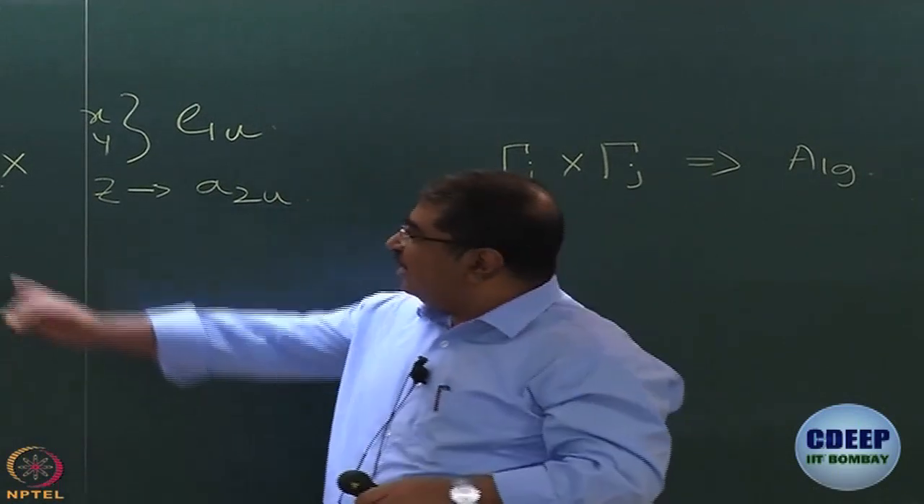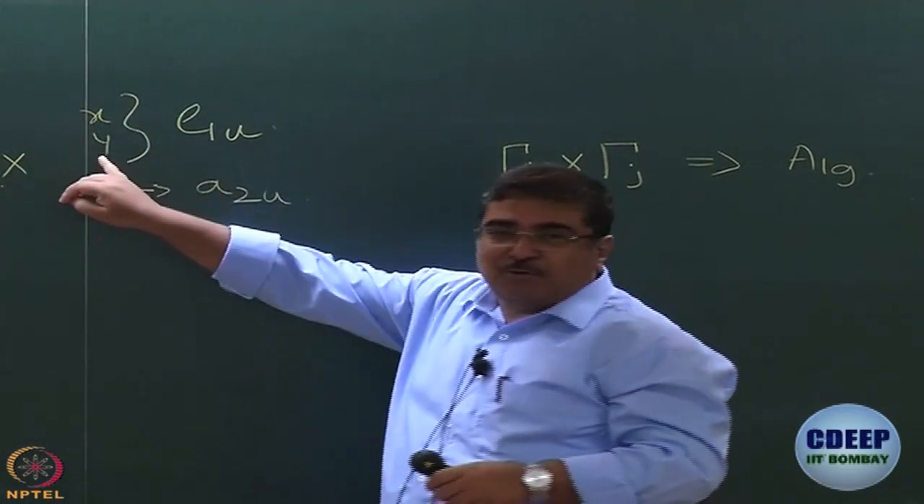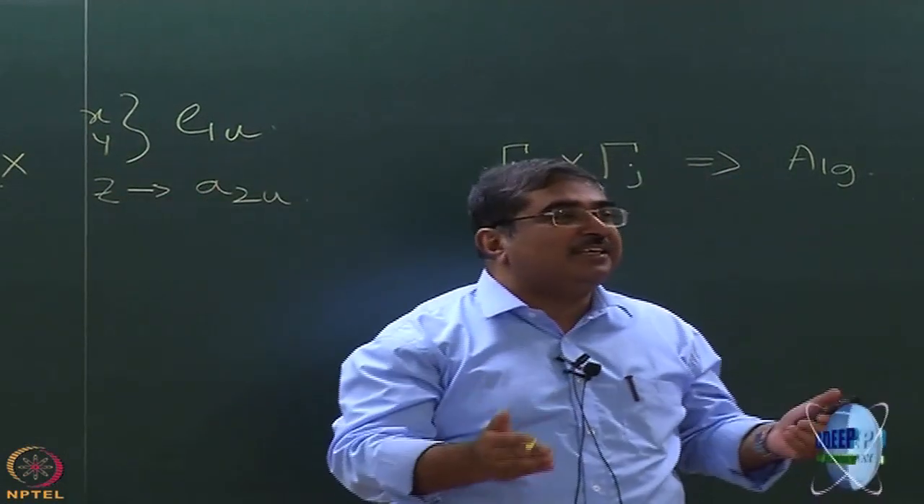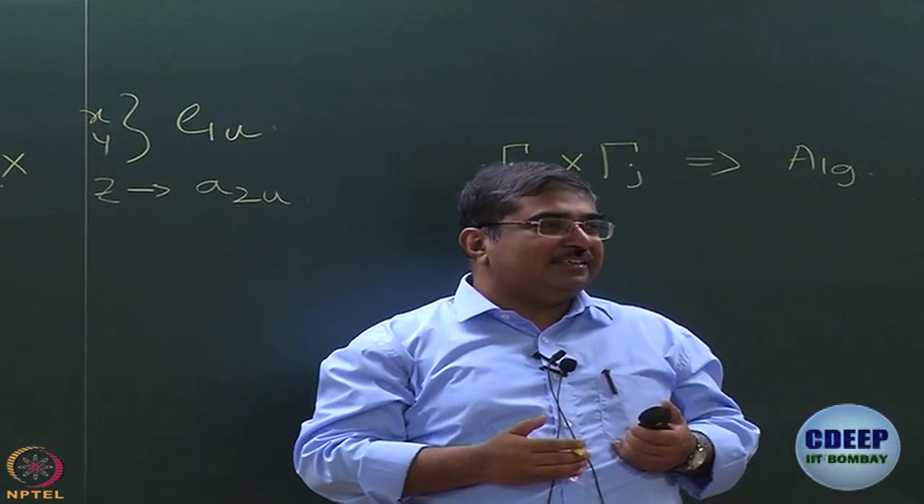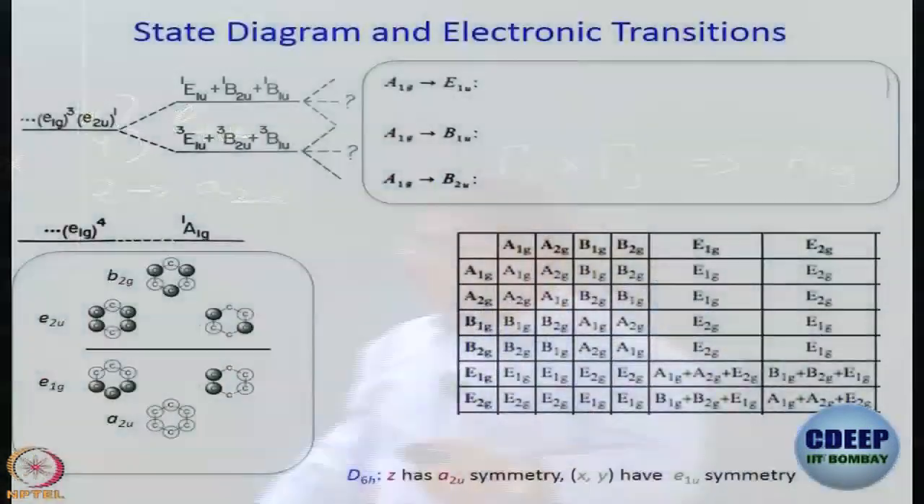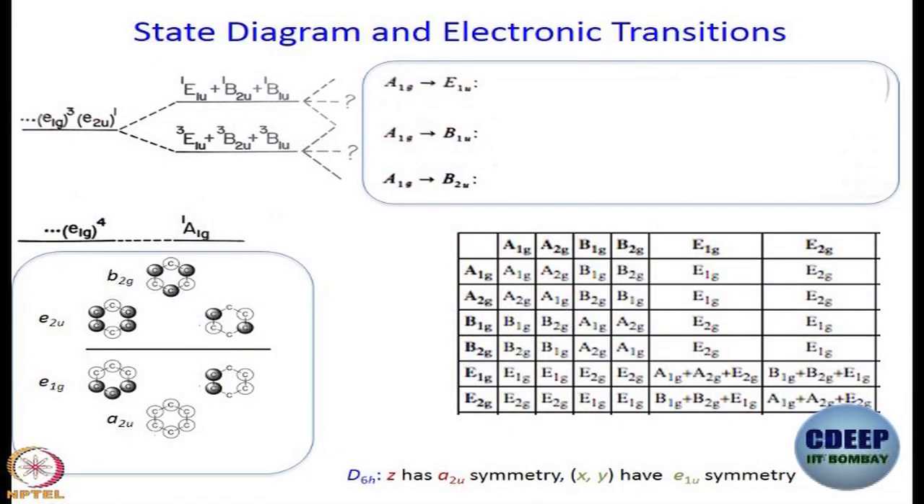So, you see E1u, and x and y together form a basis of E1u. So, E1u cross E1u must contain A1g. So, it is allowed, or vitally allowed. And then if you want to do a little more detailed treatment, we can see.